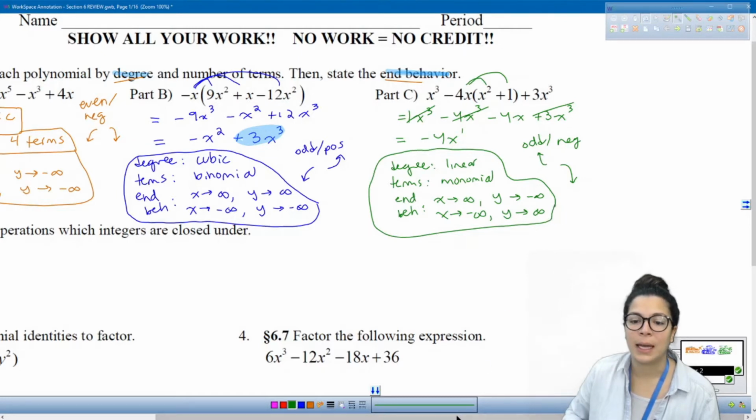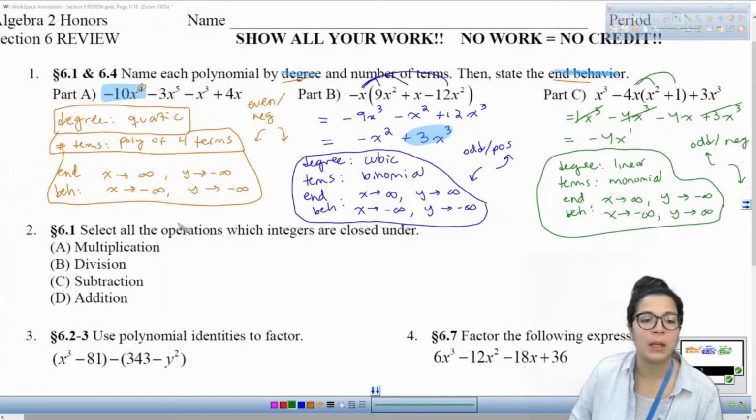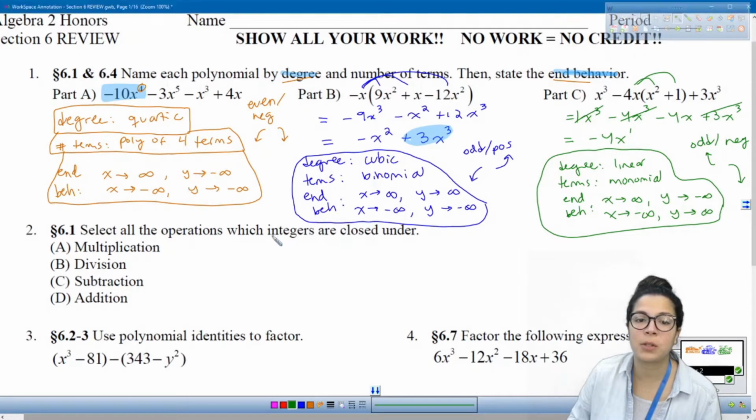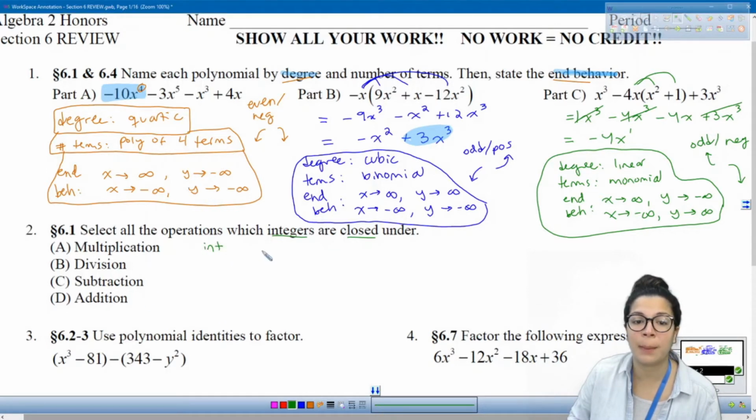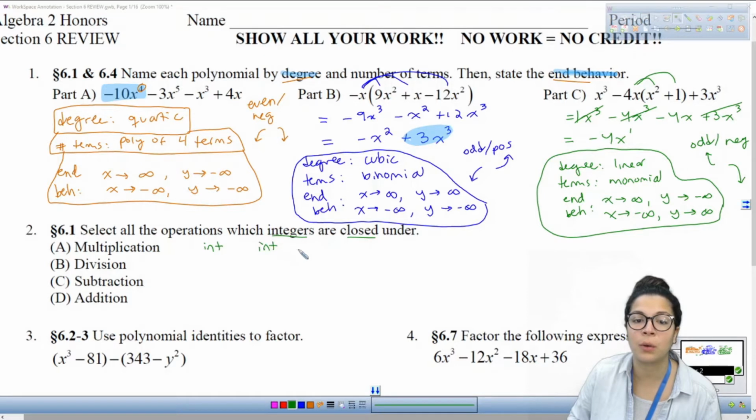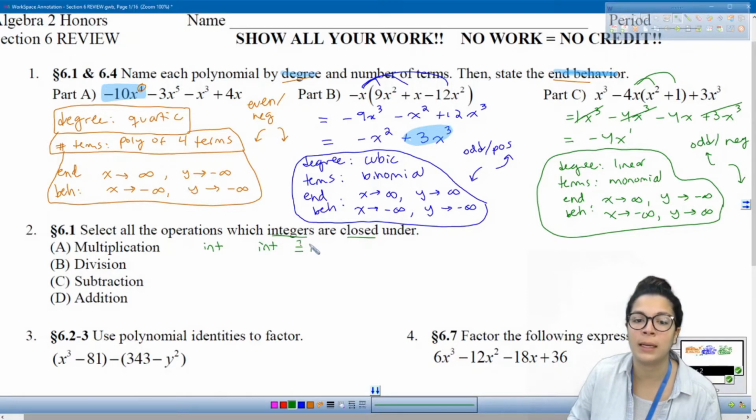All right. And let's move on to number 3. So number 3, select all of the operations in which integers are closed. Integers are just positive or negative whole numbers. So if I take an integer and I apply any one of these operations within another integer, the question is, do I always get an integer?